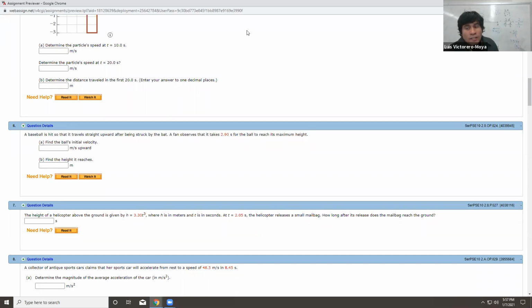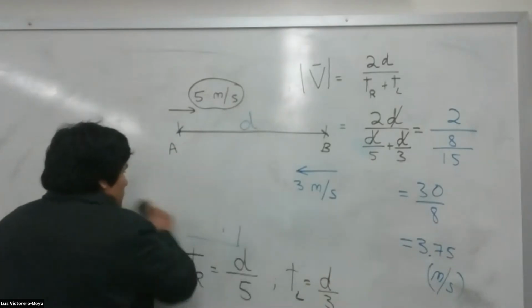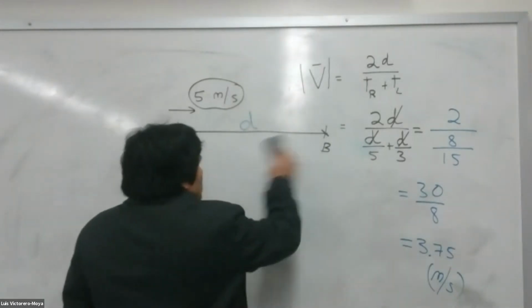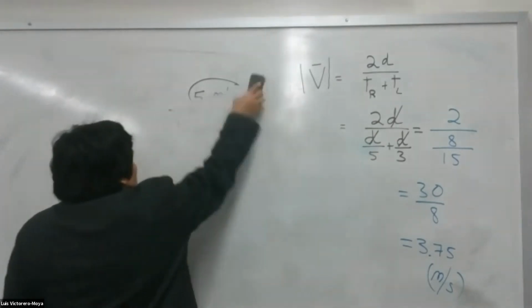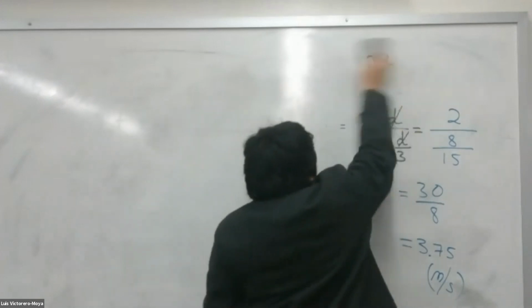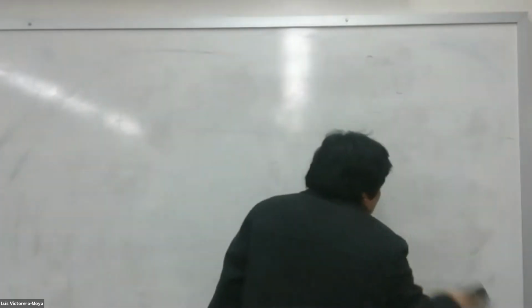So I did this problem in the last video of part 2, right? So let's do this problem now. Again, I could just change it to 3 meters per second, but whatever. Let me show you what happens if you have decimals.